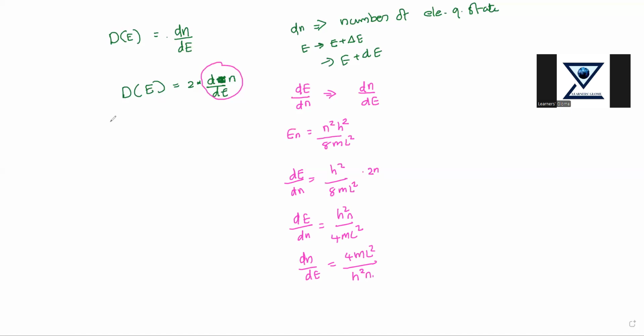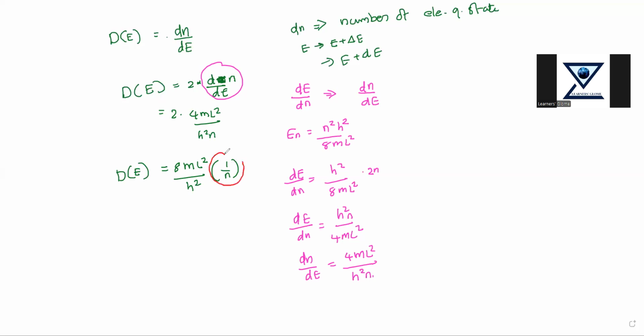So here we can substitute this equation. The density of state is equal to 2 into 4 ml square by h square. Rearranging this equation, that is equal to 8 ml square by h square into 1 by n. So the density of state D of E is inversely proportional to the quantum number n.